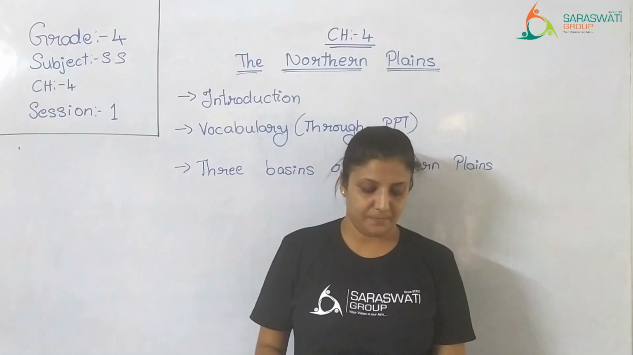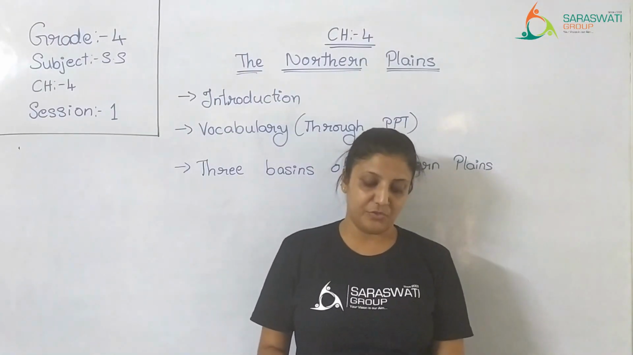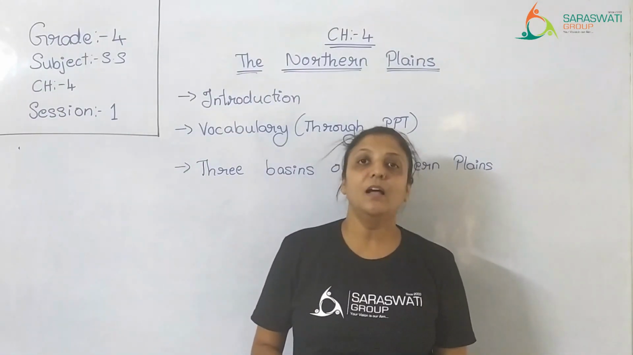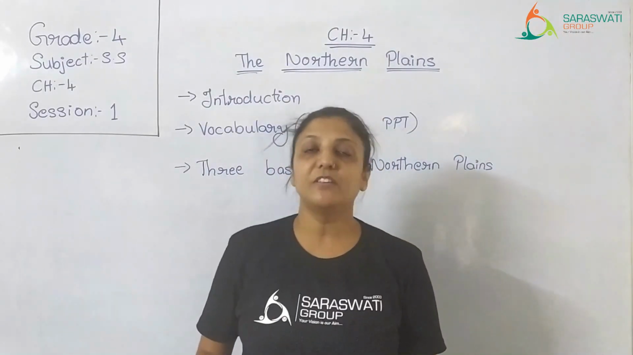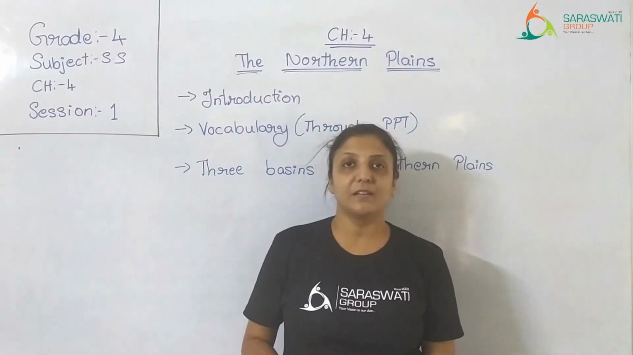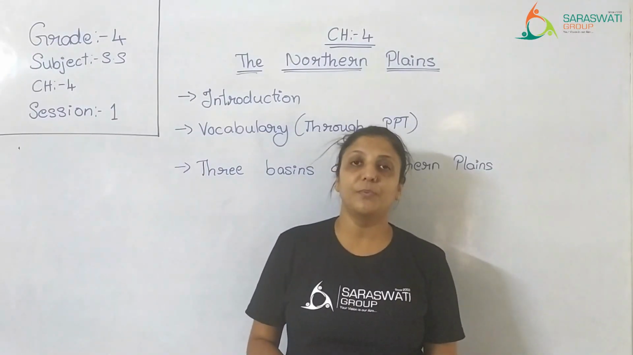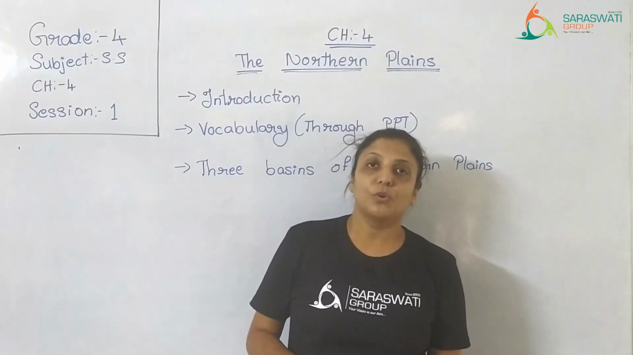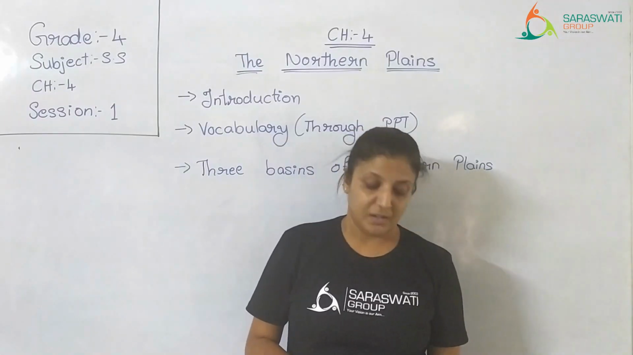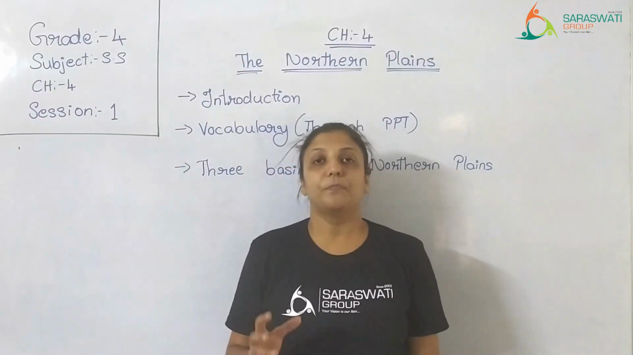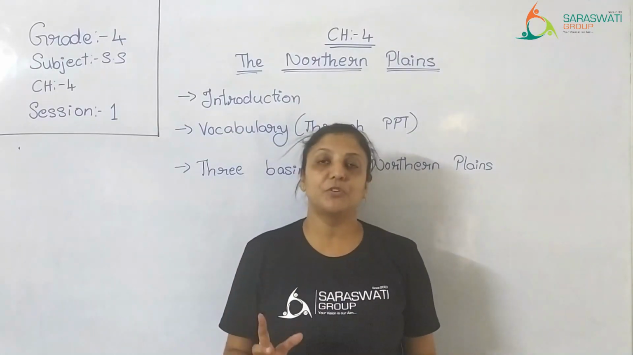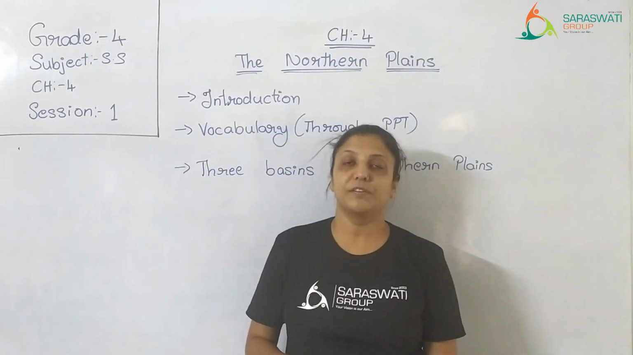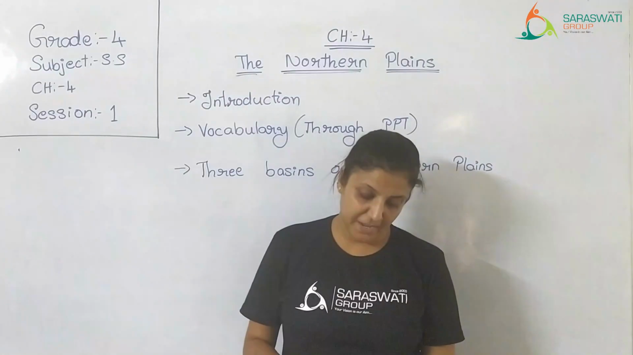The northern plains. The northern plains have been formed by three major rivers and their tributaries, that is Indus, Ganga and Brahmaputra. What do you mean by tributaries? I have explained, right? Yes, the small stream of the river which will join the river is called a tributary. So, the northern plains of India are mainly formed by these rivers or their tributaries, that is Indus, Ganga and Brahmaputra. These three rivers form the northern plains.